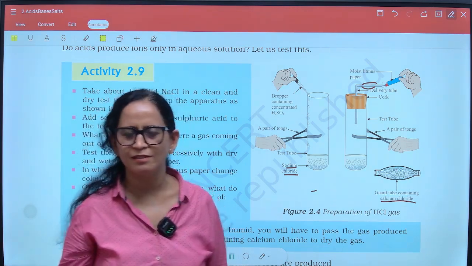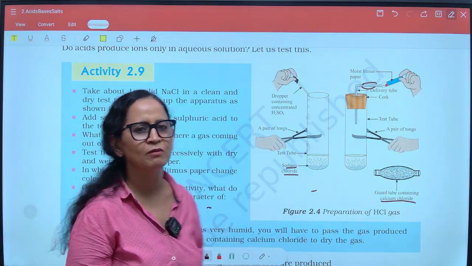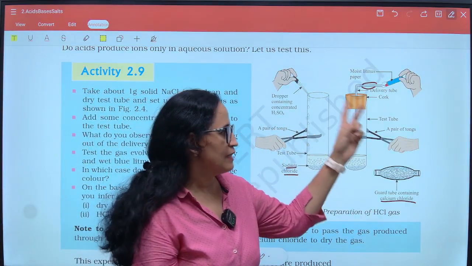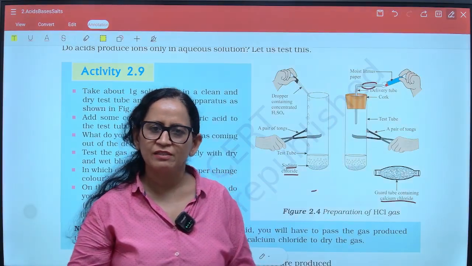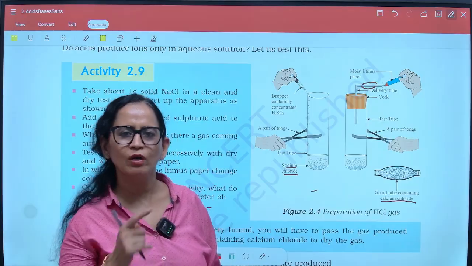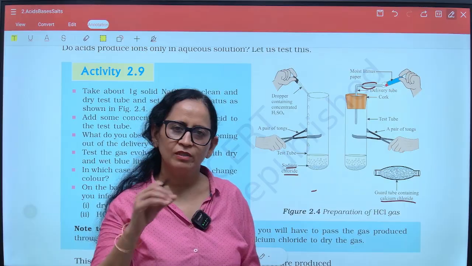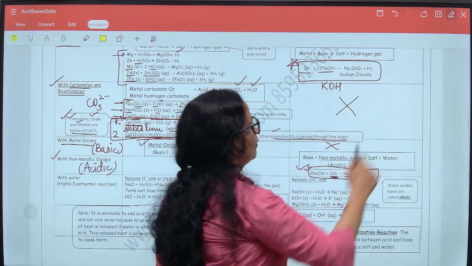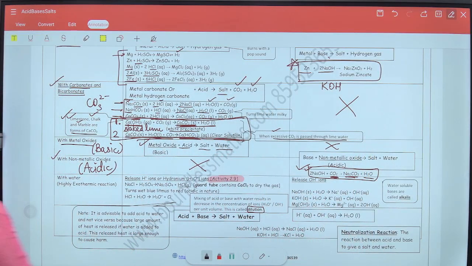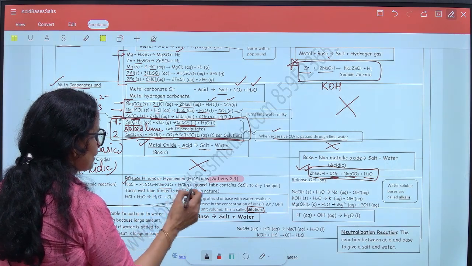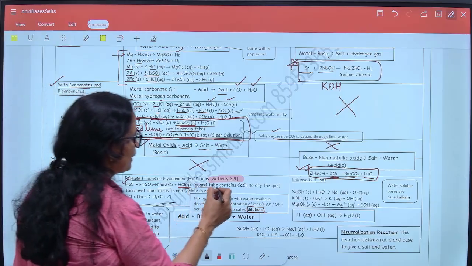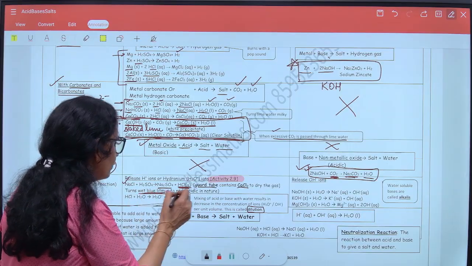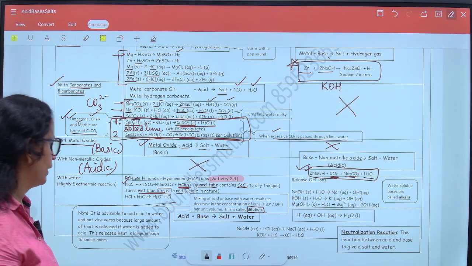It was nowhere in the chapter. It is about acids and bases, and how come you get a question on formation of HCl gas in the lab? But it is there in one of the activities, and you should always remember. The second important thing is that indicator tests work only in moist conditions or with water. If the gas is dry and the indicator is also dry, it will not show you the test. So NaCl plus H2SO4 gives Na2SO4, and HCl gas is released. The guard tube contains calcium chloride to dry the gas, and it will turn only wet litmus paper to red. It will not turn dry litmus paper to red.